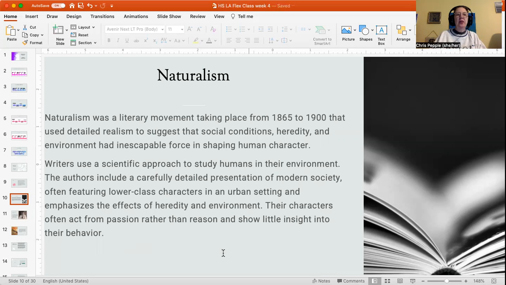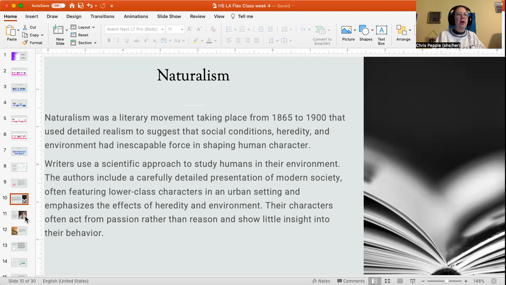So the authors include a carefully detailed presentation of society, and often feature lower class characters in an urban setting and emphasize the effects of heredity and environment. Their characters often act from passion rather than reason and show little insight into their behavior. So the characters are not always realizing what the author is trying to show, and that is that they're being shaped by their social conditions, their heredity, the environment that they live in.